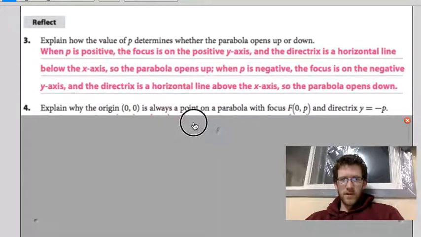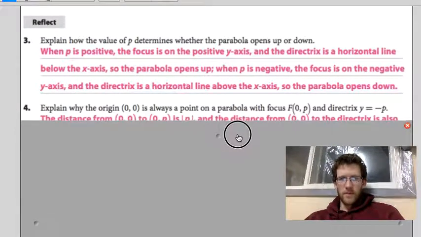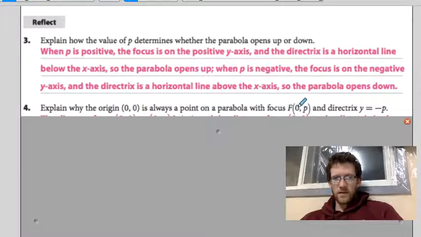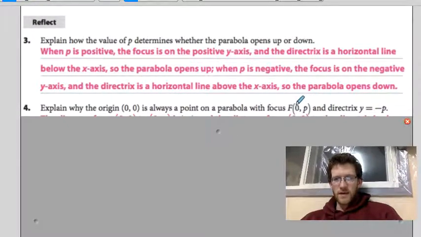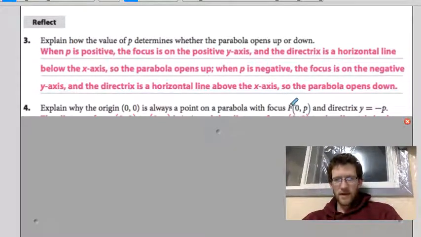Explain why the origin (0, 0) is a point on the parabola with the focus (0, p) and the directrix y equals negative p. Well, that vertex, that point on the parabola there, the vertex is going to be directly in between the focus and the directrix. And so the x value won't change, it'll be at 0. And then for a y value we simply need the average, or the point between p and negative p. The value in between p and negative p, or the average of p and negative p, is 0. So therefore it's going to be at the origin (0, 0).